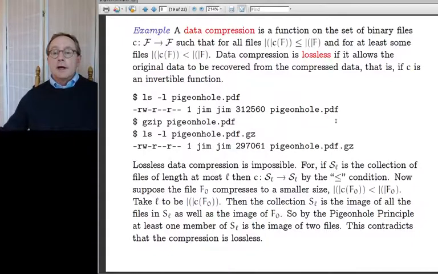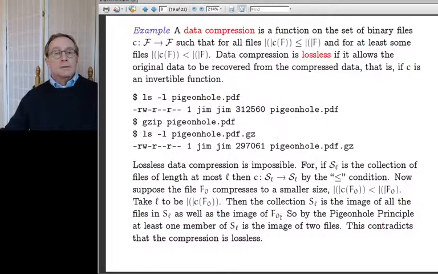Now we know that compression takes a file of length L and maps it to a file of length less than or equal to L. Suppose that the file F0 compresses to a strictly smaller size. You take L to be the smaller size. Then the collection S of L is the image of all the files in S of L as well as the image of F0.